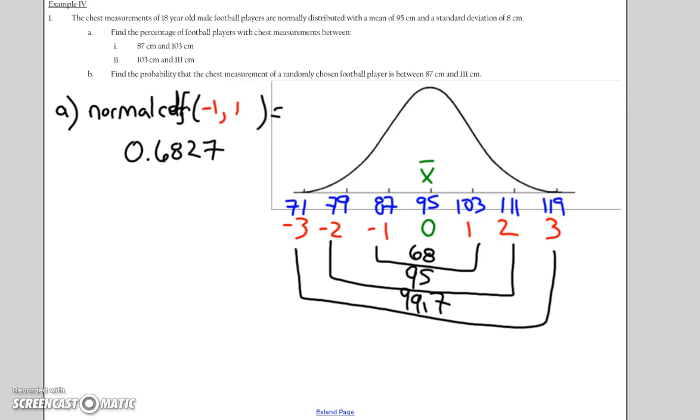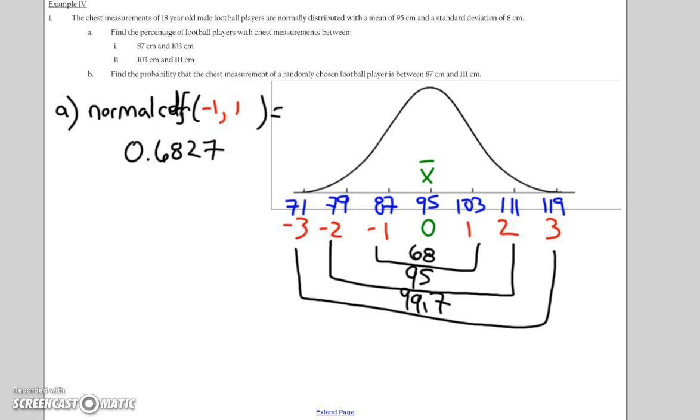So within one standard deviation, 68% of the data will occur. Within two standard deviations, above and below, 95% of the data will occur. And within 3 standard deviations, above and below, 99.7% of the data is going to occur.